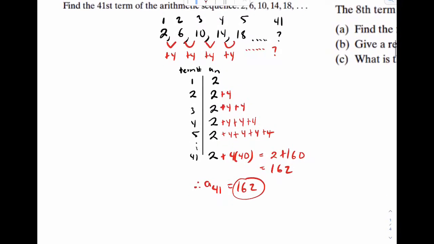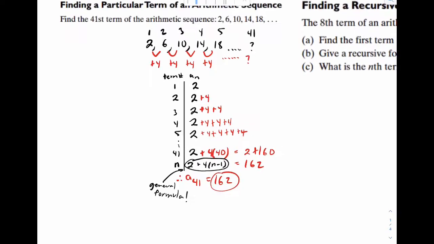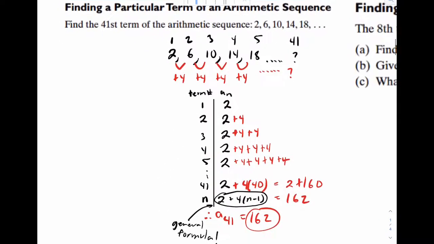Now, of course, there's a way to formulaically do it, because let's say instead of 41, let's continue this down, I wanted n. We would say 2 plus 4 times n minus 1. So notice how right here, that's the general formula. And that's what we're going to practice today. So for your notes, we can add that right here. Let's put a nice little box here.